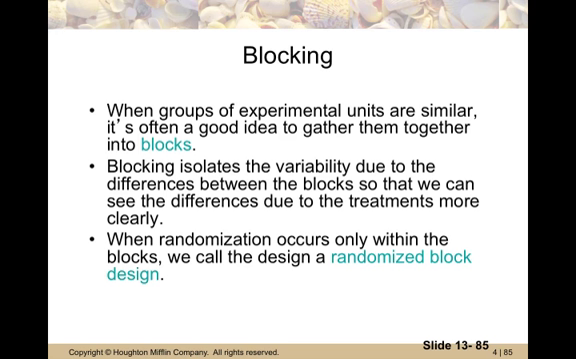Now, we said sometimes blocking is used. When groups of experimental units are similar, it's often a good idea to gather them together into blocks. Blocking isolates the variability due to differences between the blocks so that we can see the differences due to the treatments more clearly. When randomization occurs only within the blocks, we call the design a randomized block design.